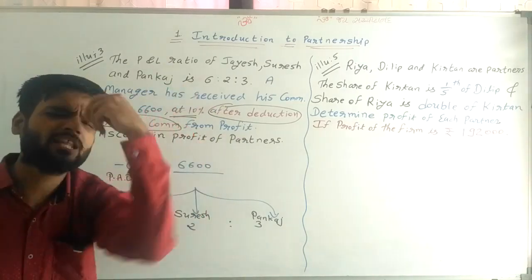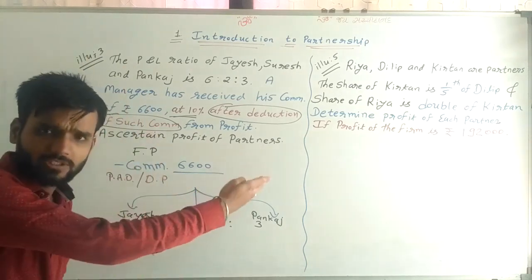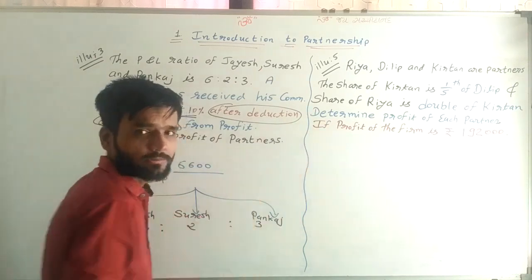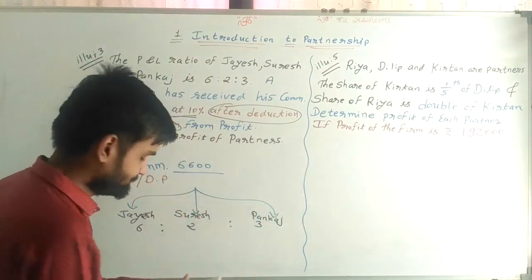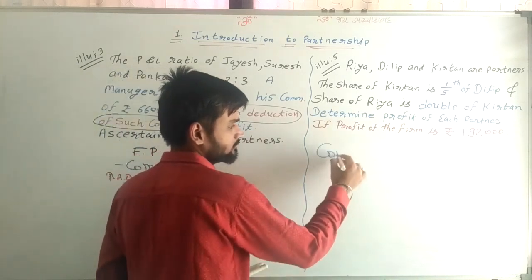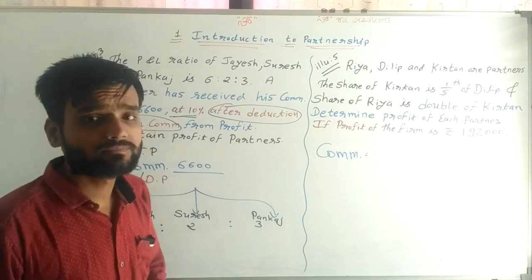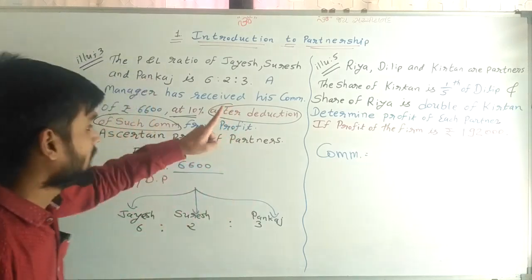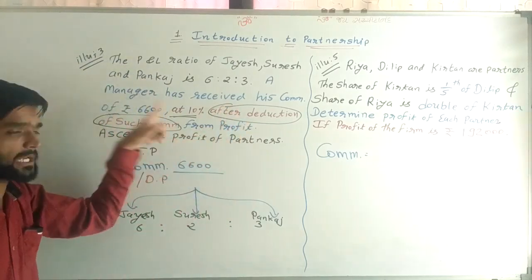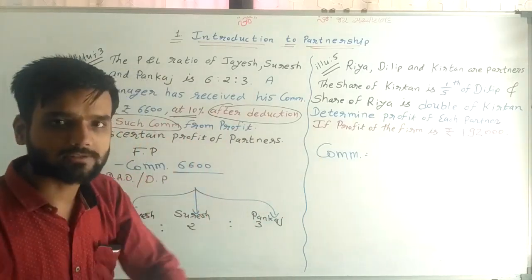You can use either of the two formulas of commission, and that is what we are doing here. See and understand the calculation I am doing. Commission. Why are we using these two formulas? Only and only because after deduction of such commission, 10% is given. That's why we can use these two formulas.